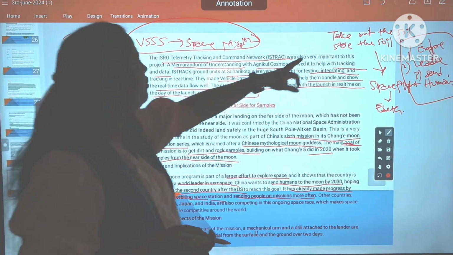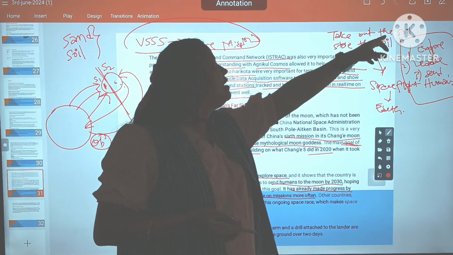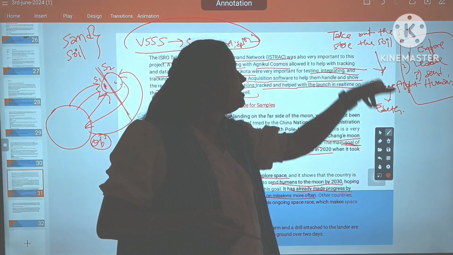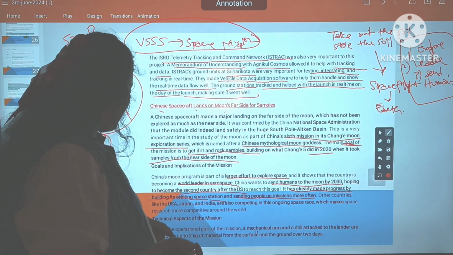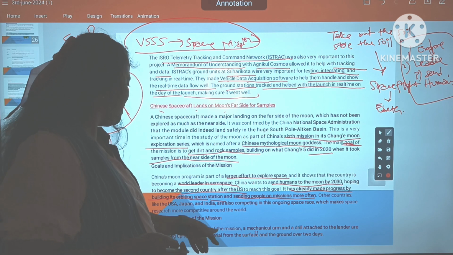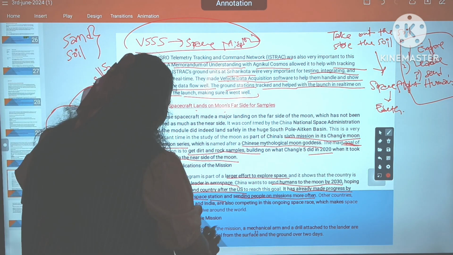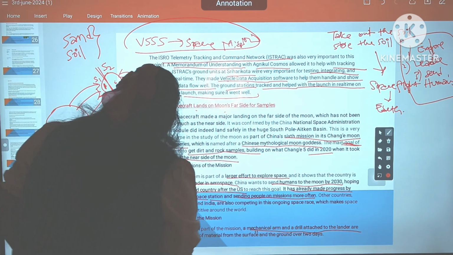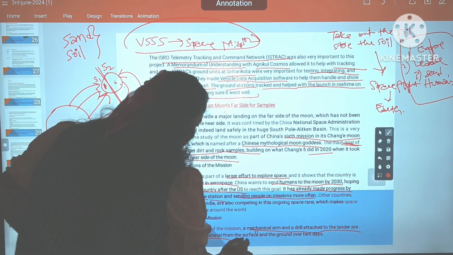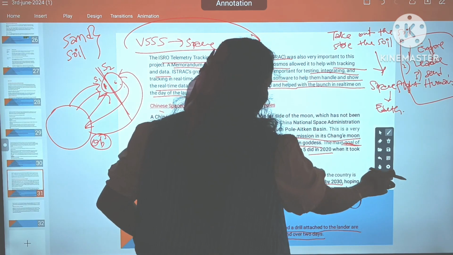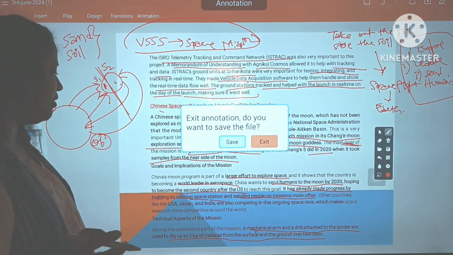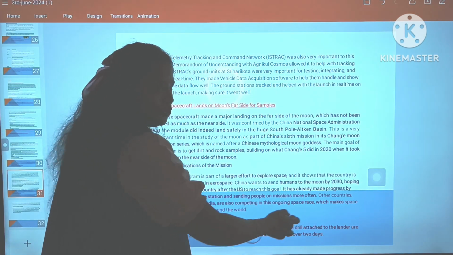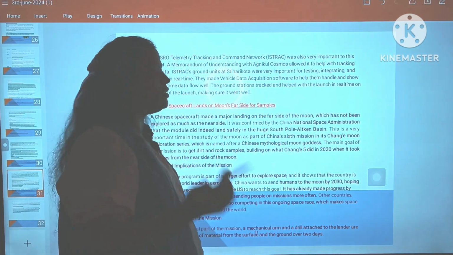Okay. Technical aspects of the mission. I already told you, one equipment will be there to take up the soil from the moon surface, and one more equipment is there to store the soil and send it to the earth. So the technical gadgets we will see here now. The operational part of the mission: a mechanical arm and a drill attached to the lander are used to dig up to 2 kgs of material from the surface and grind it over 2 days. Okay, one mechanical arm, a drill attached to the lander. They will dig for 2 days, 2 kgs of dirt.